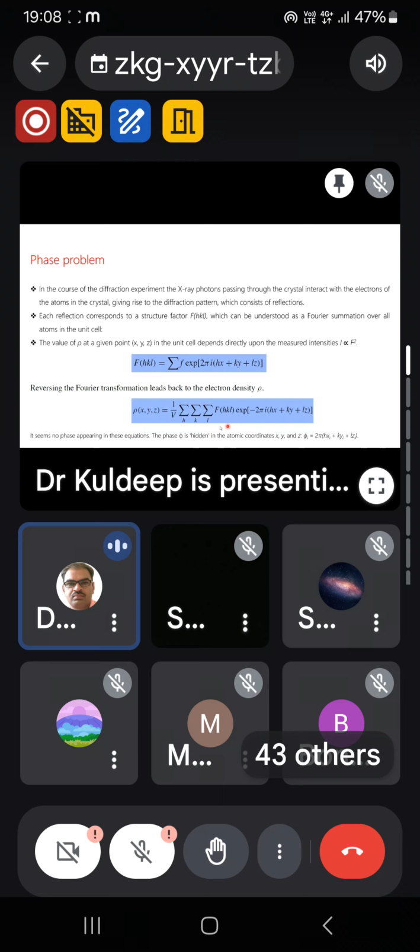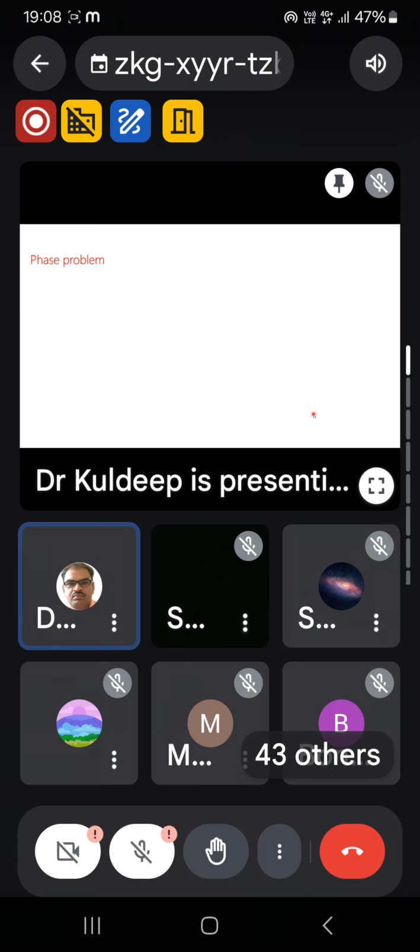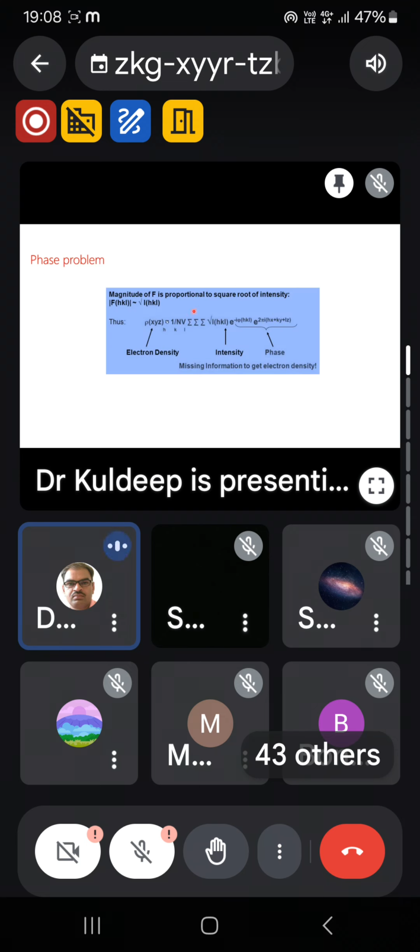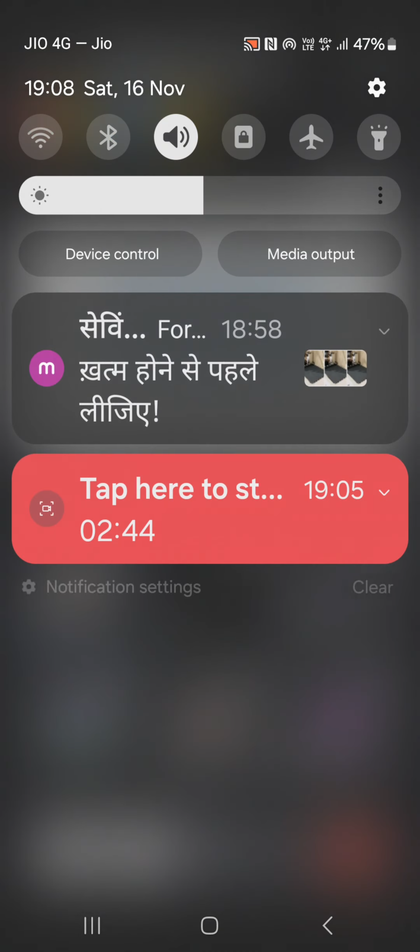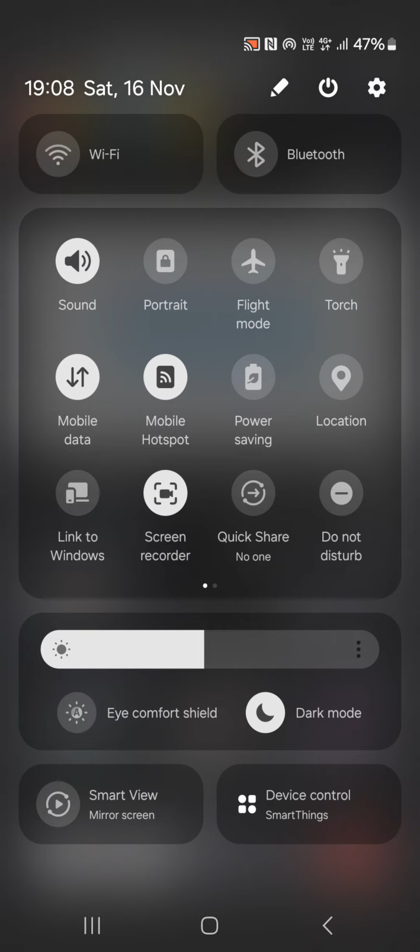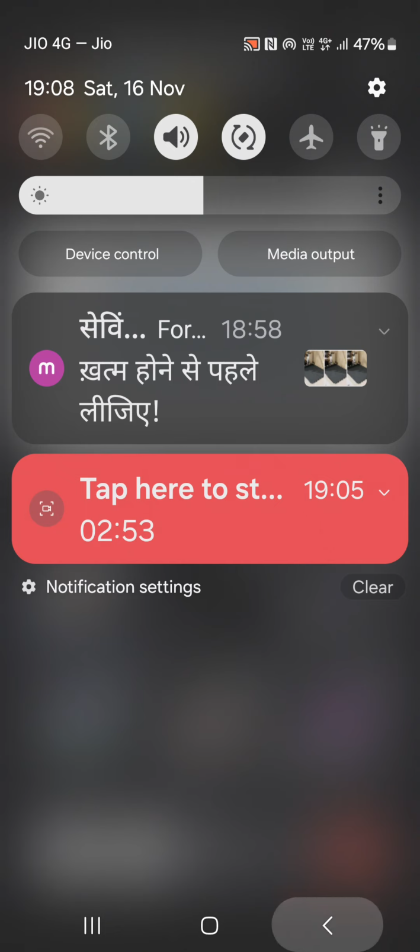So where is the phase now? Actually, the phase phi is hidden in the atomic coordinates x, y, and z, and here the phase phi is equal to 2 pi (hx_i + ky_i + lz_i). And this is actually the complete expression. Here there is the square root of intensity, because F(hkl) is approximately equal to the square root of intensity, as intensity is proportional to the structure factor squared. So here you can see this rho is the electron density, and here is the intensity, and here is the phase. So we have two properties associated with the diffracted rays, the intensity and the phase.